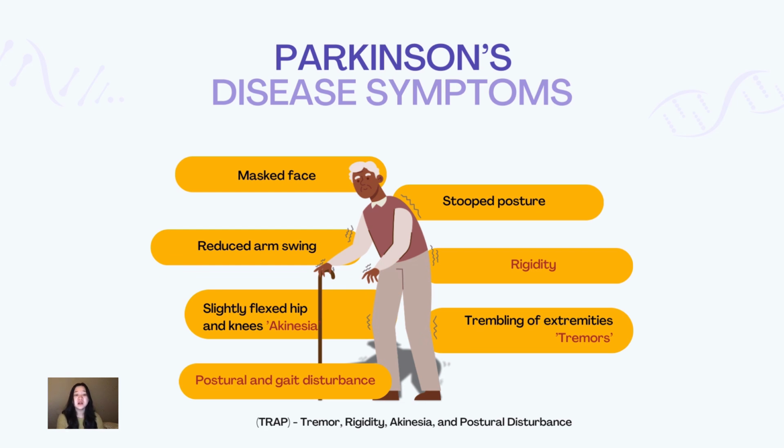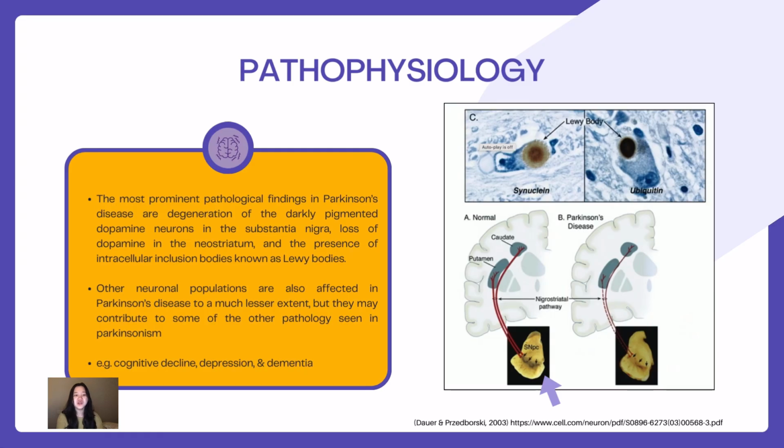Parkinson's can be easily identified by motor symptoms. These symptoms develop slowly and are often attributed to old age in patients. We can easily remember it by using the mnemonic TRAP. These four core motor features include T for tremor, R for rigidity, A for akinesia, and P for postural and gait disturbance.